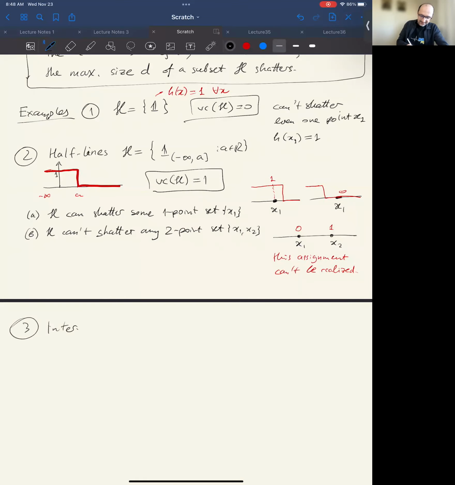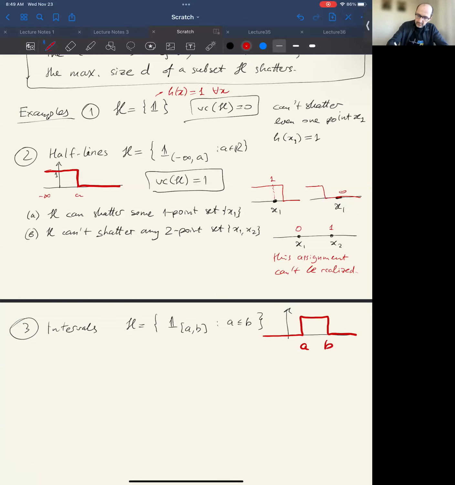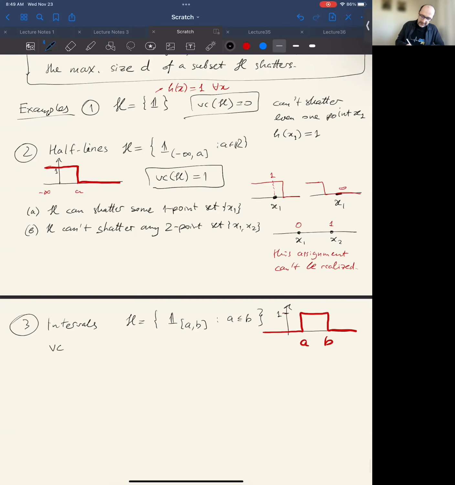So, intervals. Here the class consists of indicators of two-sided intervals a, b, for any a and b. So a function in this class looks like this, and this is 1. And we vary a and b. a and b can be different, and this gives us different functions. Okay, so we claim that the VC dimension of H is 2.